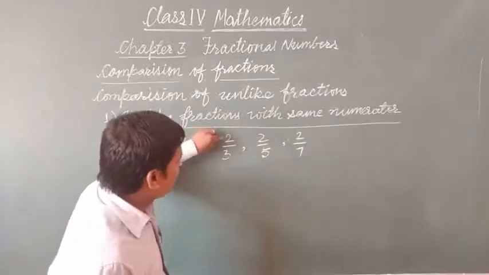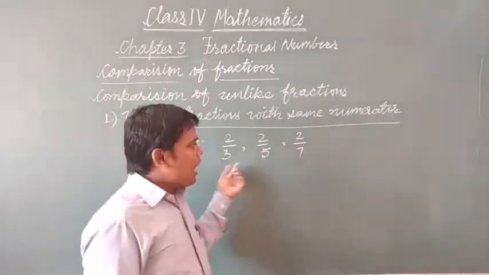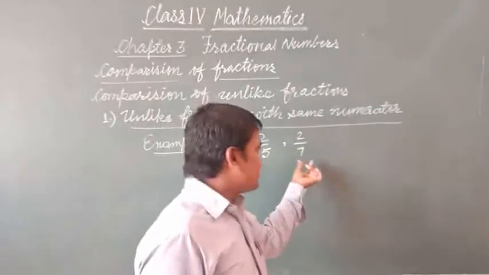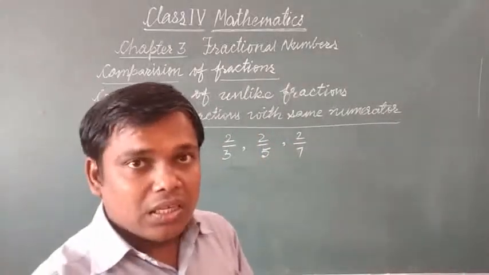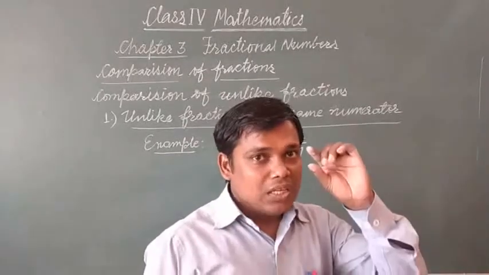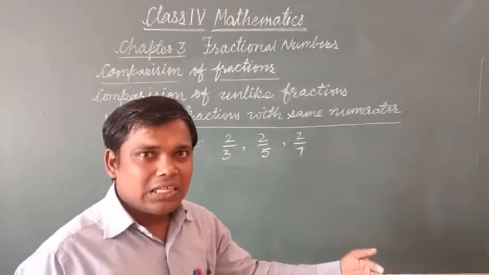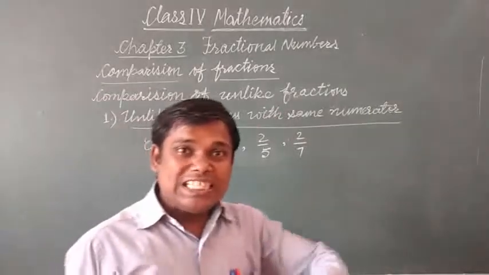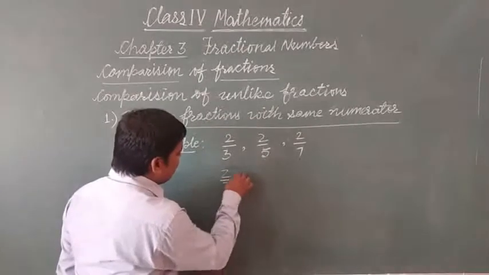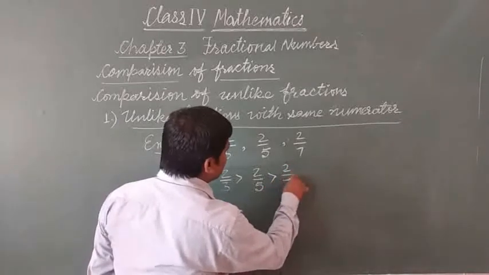If 2 chocolates will be distributed among 3 children, each child will get greater part. And if 2 chocolates will be distributed among 7 children, each child will get a smaller part. So remember, the fractions having same numerator and we are going to compare them, the denominator which is smaller will be the greater fraction and the denominator which is greater will be the smaller fraction. So in this case 2 by 3 will be greater than 2 by 5 and 2 by 5 will be greater than 2 by 7.